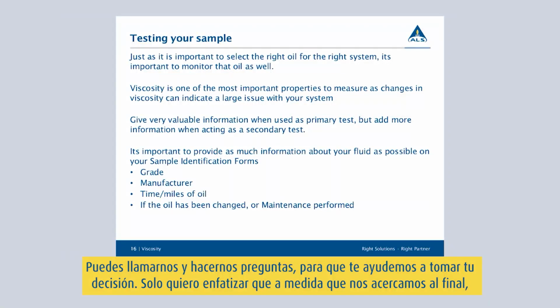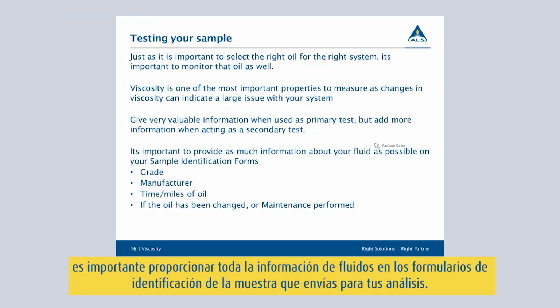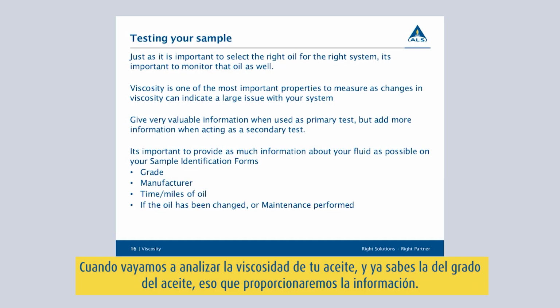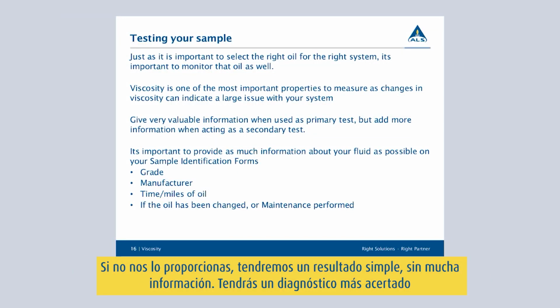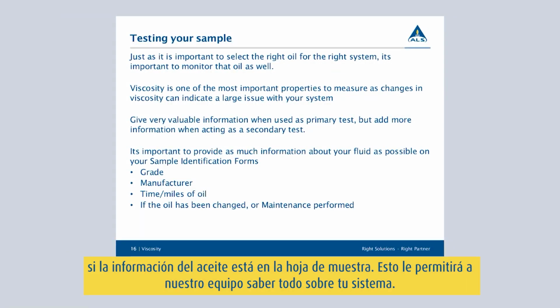But one of the things that I want to touch on and really emphasize as we draw to a close is providing your fluid information on your sample identification forms, or providing that information when you're testing. So when we start to test your viscosity, I've talked about how important a grade is when you look at it and what it's going to tell you about your information. But if you don't provide that with us, all we can provide you with are your results. You'll get a much better diagnosis if you are providing that grade information. It allows our diagnosticians as well as our team to know a lot more about your system and what you're operating.